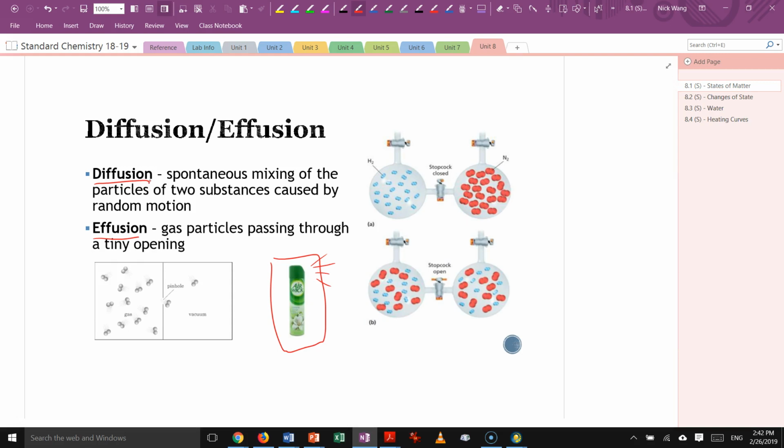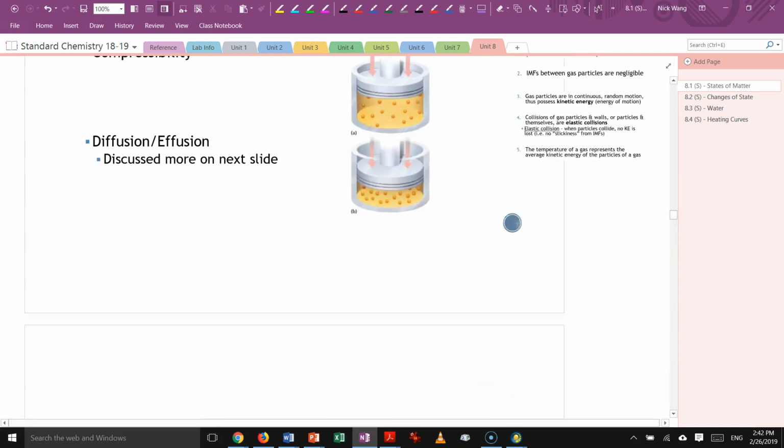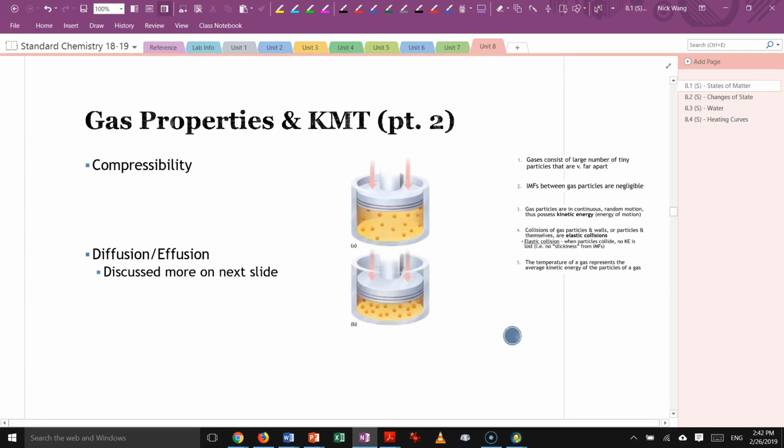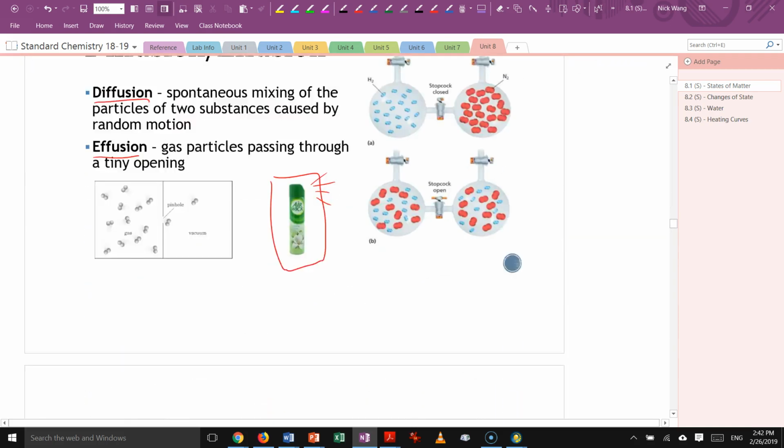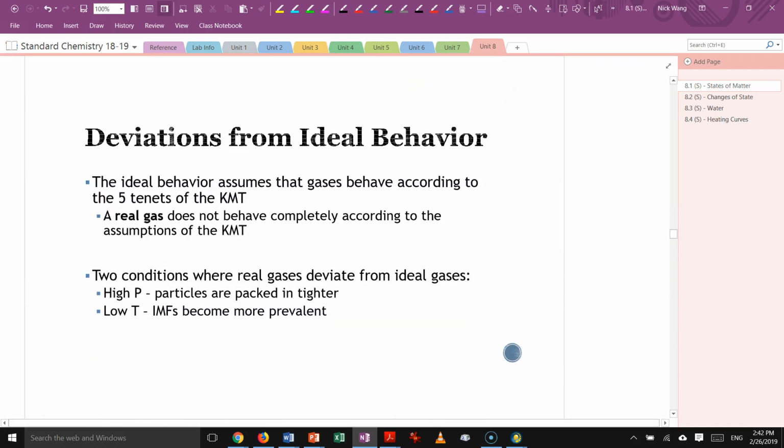So when it comes to the previous slide, where I asked you to identify which of the 5 parts is most relevant for diffusion and effusion, you can use that as a visual to help you explain which one of these 5, if not more, would apply. All right, the very last thing here is deviations from ideal behavior.